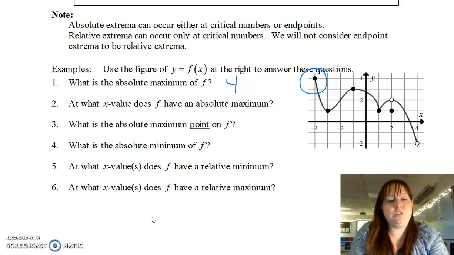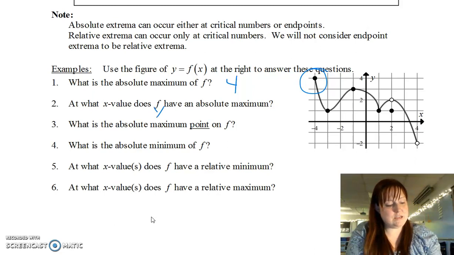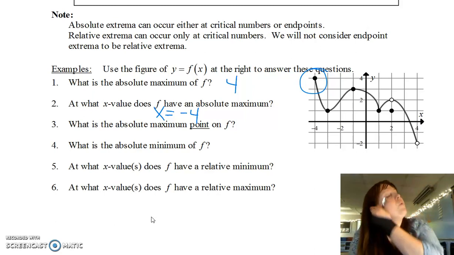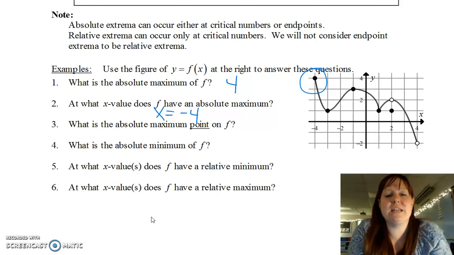And again, we're going to report the y value, right? That's the highest possible value that it takes on, which is 4. The next question: at what x value does f have an absolute max? Well, that would be at x equals -4. So when I say what is the absolute max, we're talking about the y value, the biggest possible value that it gives. But when I ask at what x value it has a max, that's when we give the x value.